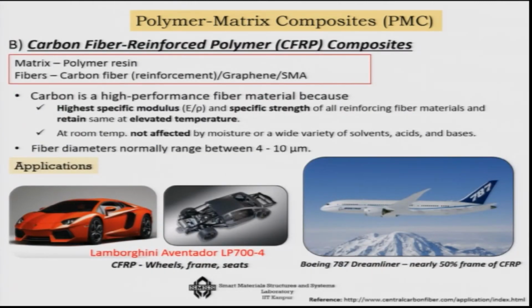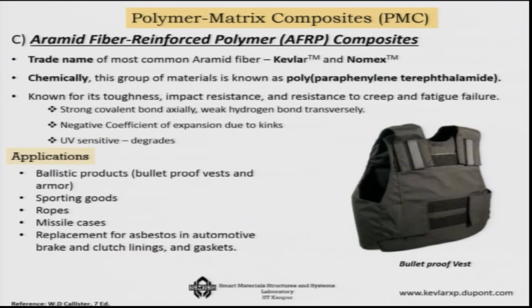The other group I have shown you is the carbon fiber reinforced group, in which the matrix remains a polymer and the fiber is the carbon fiber system. Because of the carbon fiber you get the highest specific modulus and specific strength, and it can work at elevated temperature. That is why it is used mostly in sports cars or racing cars, advanced automobiles, and also advanced aircraft like the Boeing Dreamliner. So, that is the carbon fiber reinforced one.